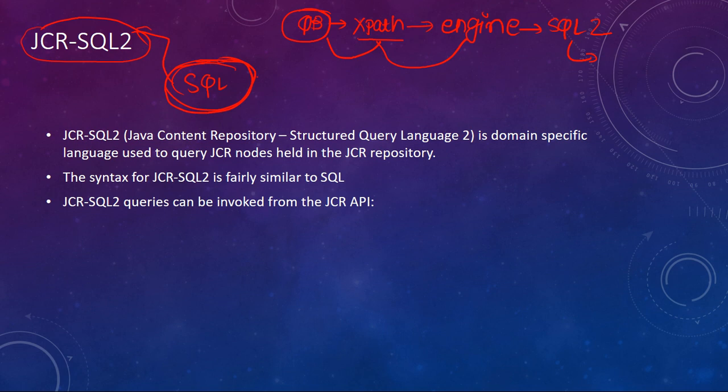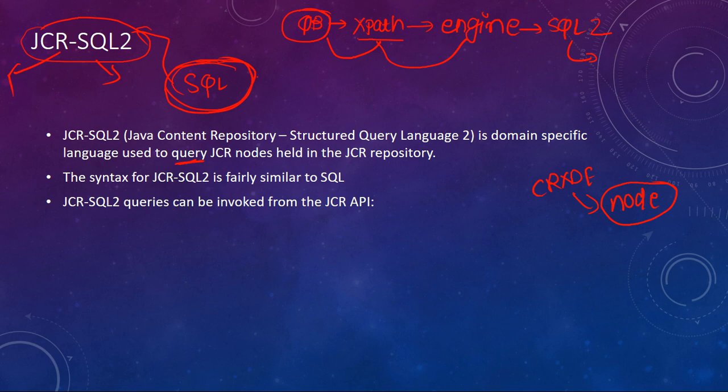And why are we using it? We are using it for queries. Here you see, JCR is Content Repository, and SQL is Structured Query Language. It is a standard, and we use it to query. Whatever data is stored in our CRXDE is stored in the form of nodes, and if you want to find these nodes, you can simply use JCR-SQL2.